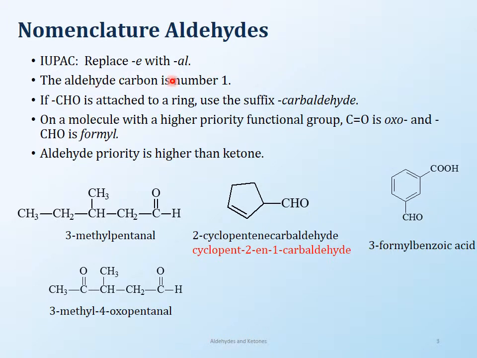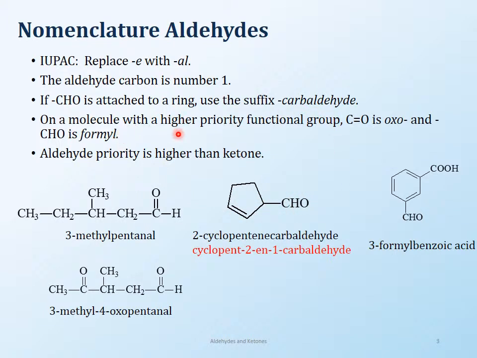The aldehyde carbon is always going to be the number one carbon, because aldehydes are terminal groups, which means they're always going to be hanging out there somewhere, so you kind of always know that there's an aldehyde. If you have a CHO that is attached to a ring, then you use it as a suffix, as a carbaldehyde. So this one here, for example, would be a carbaldehyde.